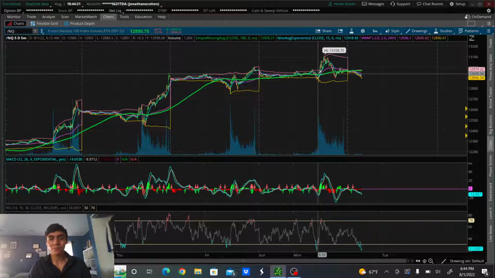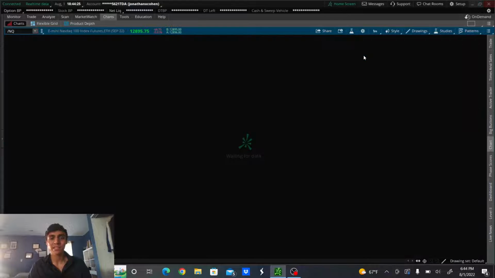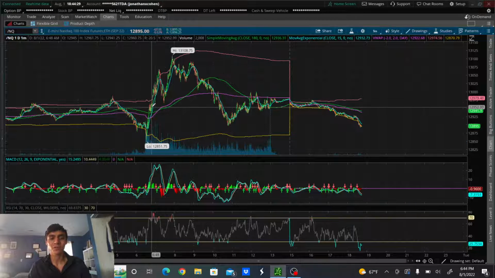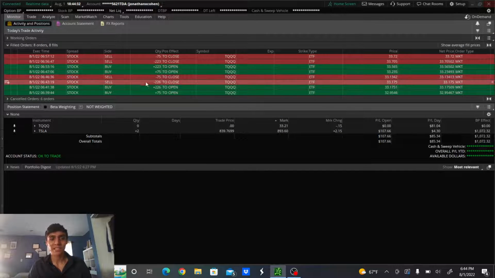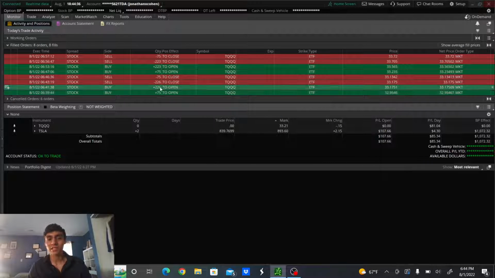So I waited, and once I saw the confirmation that it was starting to go, I would basically buy in with a quarter of my position size, right? $2,500. As you guys can see here, that's why I have a number that's only 75 shares, and then a number right after that, 226, basically triple the amount of shares.